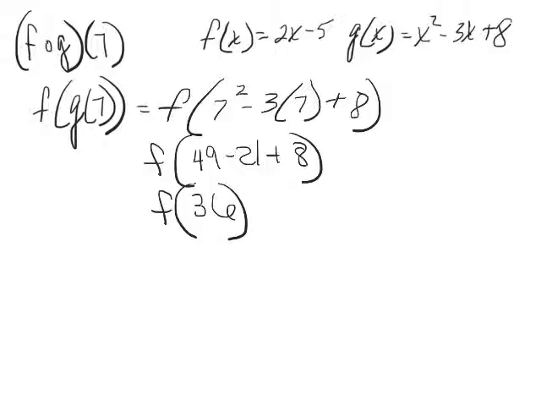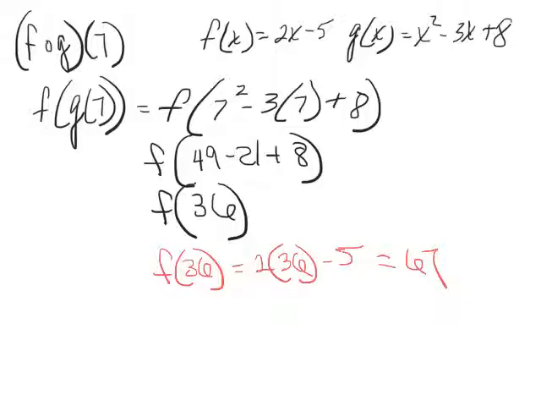36. Okay, f of 36 means when I go back up to my f function, whenever I see an x, I'm going to put in a 36, because this is replacing my x. And that will then give me my right answer, which is going to be, let's see, 36, 72, 67.